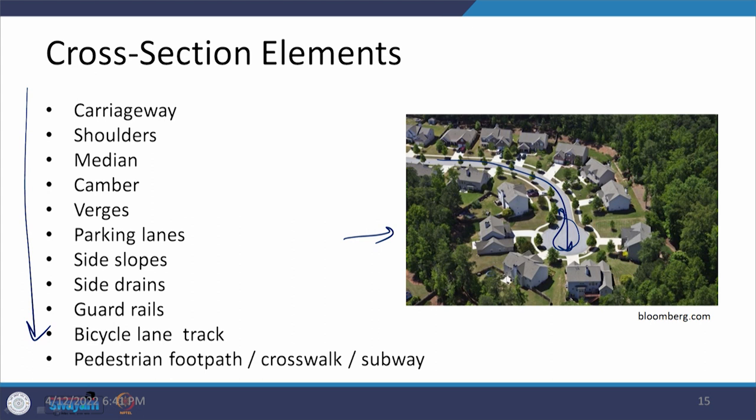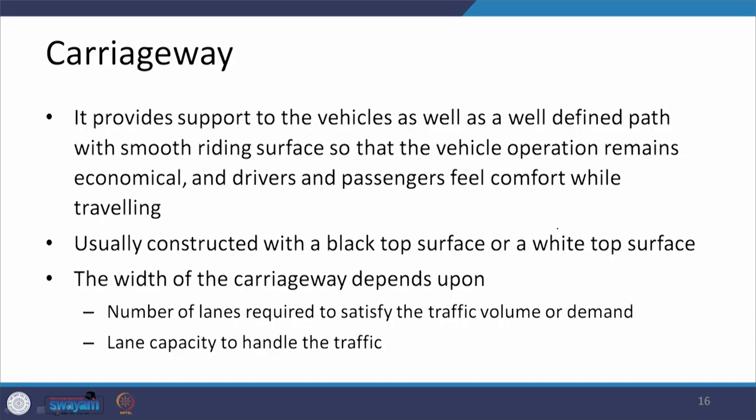Okay, so that is what we talked about when we were looking at the cross sections and the local streets. Let us start with the carriageway, which is the very first and important element. Now, what is a carriageway? Carriageway is a hard system which is provided to support the vehicles moving on top of it. It also defines the path on which the vehicles are supposed to move, and it provides a smooth riding surface so that the vehicle operation remains economical.